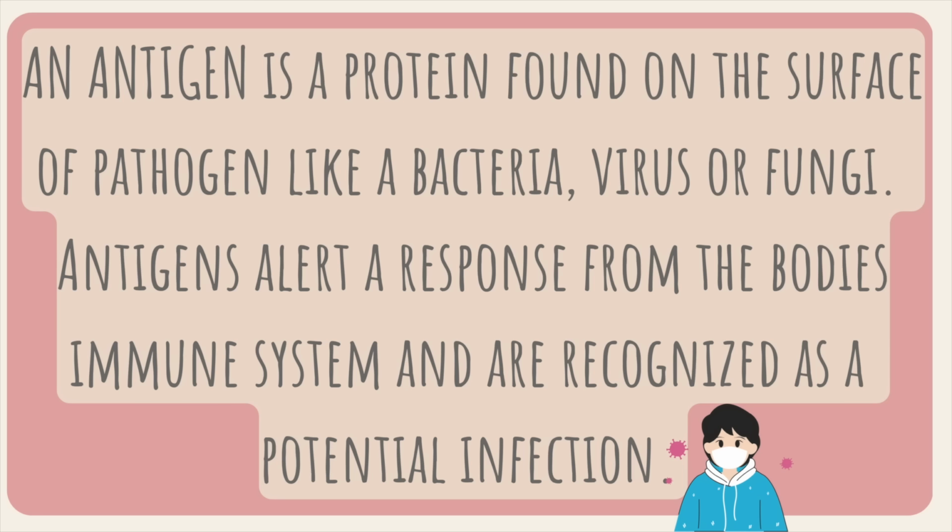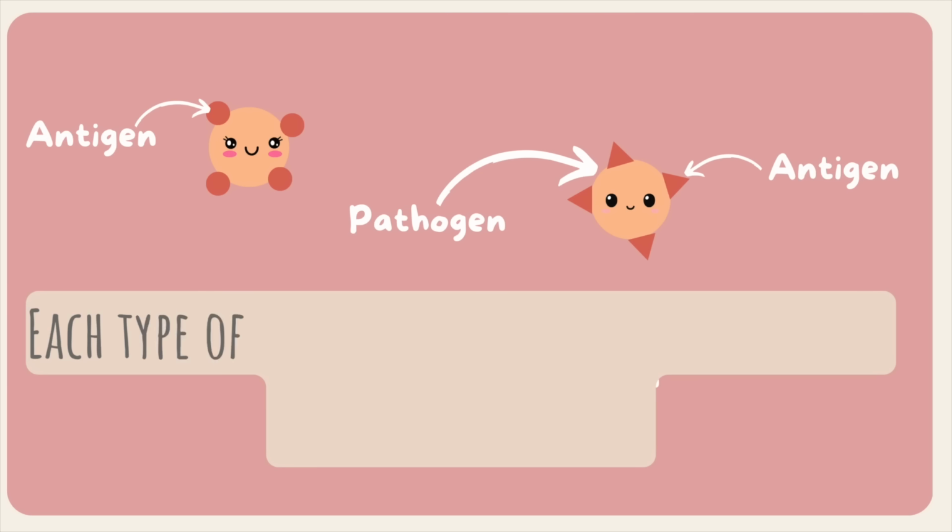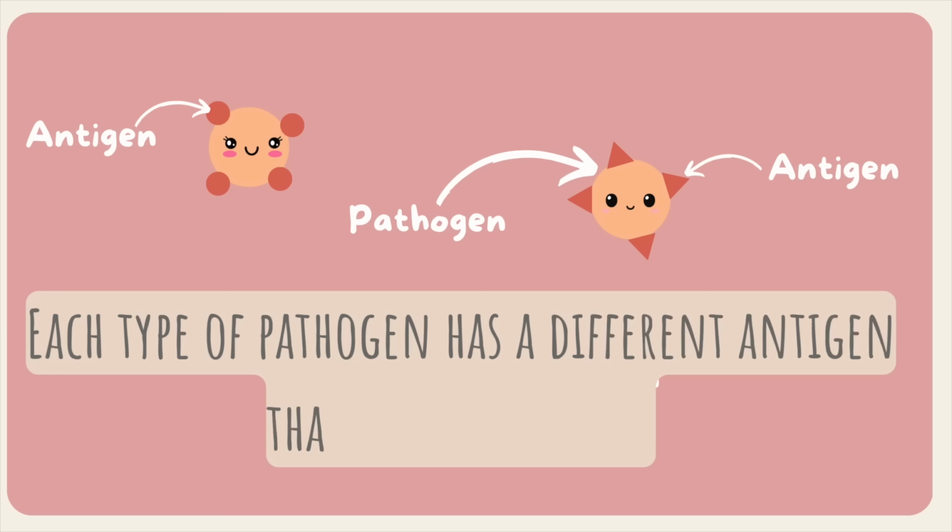So when the body recognizes these antigens inside the body, the immune system says, hey, these are not our cells and these are not part of us. We need to get rid of them. So these antigens are used to identify the pathogen. You can think of them like name tags. So you see this little pathogen's antigen looks triangular. This one looks like a square and this one looks round. They all have different shapes. Each pathogen has a different antigen that is unique to it.